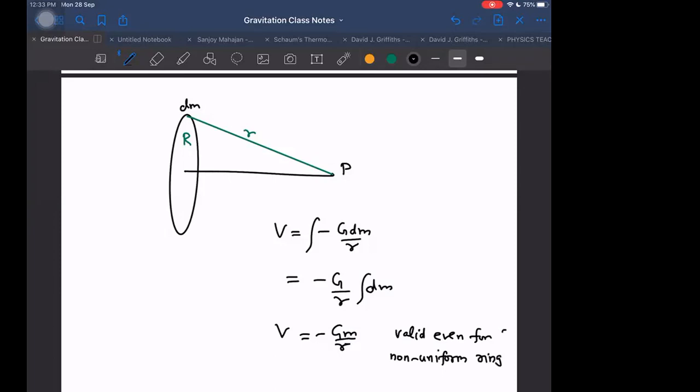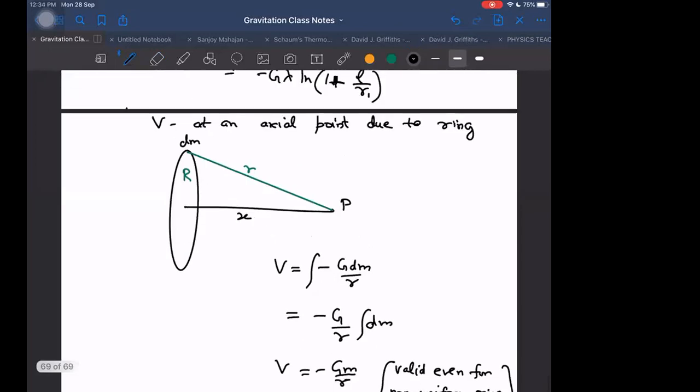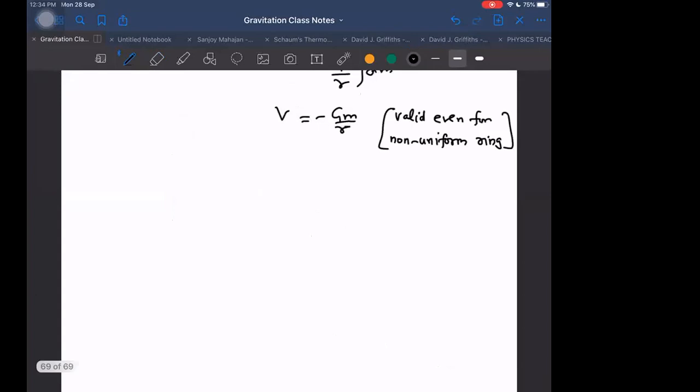But we are able to find only at a point on the axis, at an axial point, only at an axial point, due to a uniform or non-uniform ring. That doesn't matter whether it is a uniform ring or non-uniform, both cases we can see the same answer, minus GM by R. Whenever the distance remains constant, then the answer will always be minus GM by R. I can give other examples also. Let me give another example where the distance remains constant.